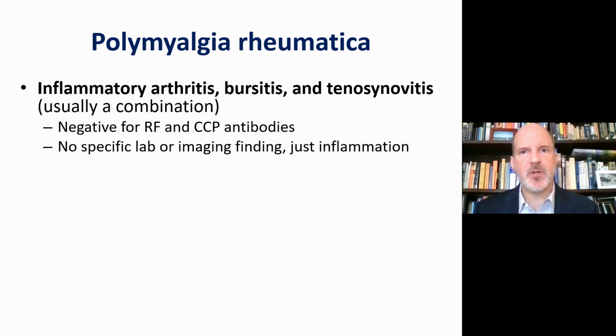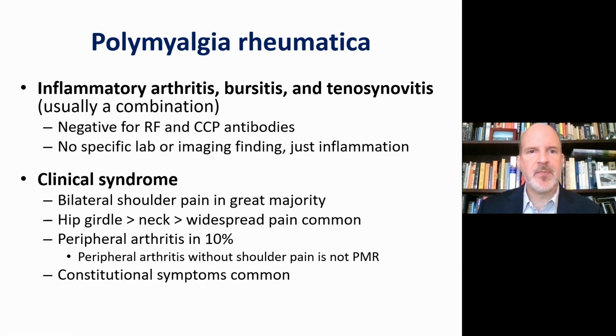Polymyalgia rheumatica isn't particularly well understood. It's usually a combination of arthritis, bursitis, and tenosynovitis, and that's why it's such a vague syndrome. In these patients, we check for antibodies related to rheumatoid arthritis because that's the major mimic. The lab tests just show inflammation, ESR and CRP, and that's generally it.